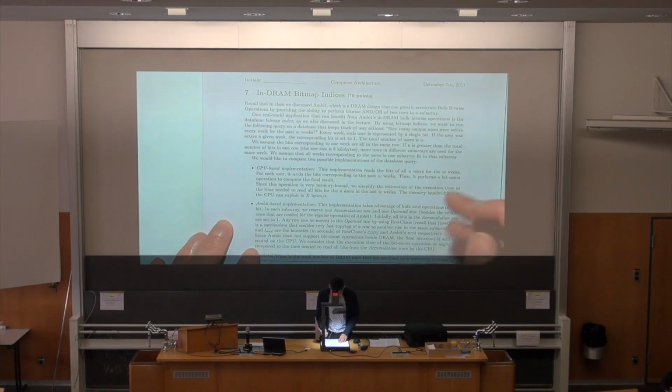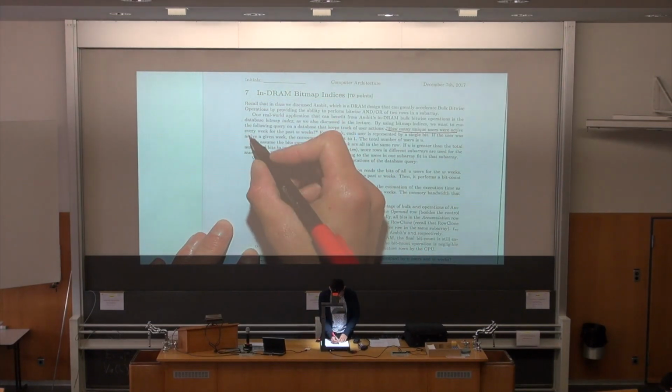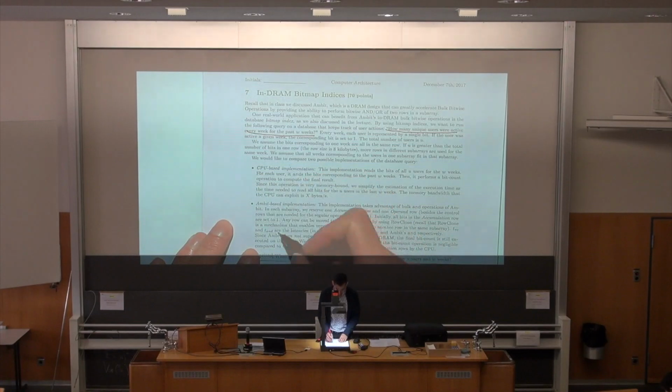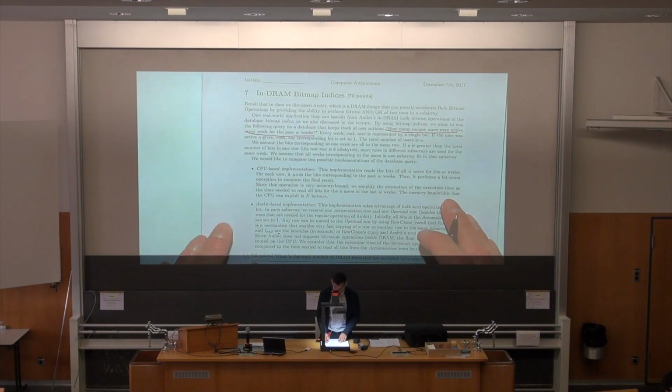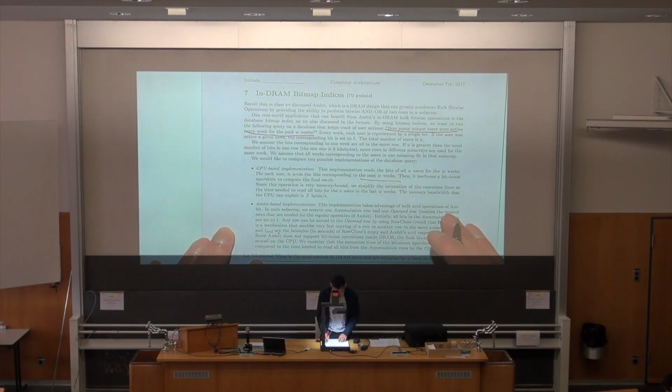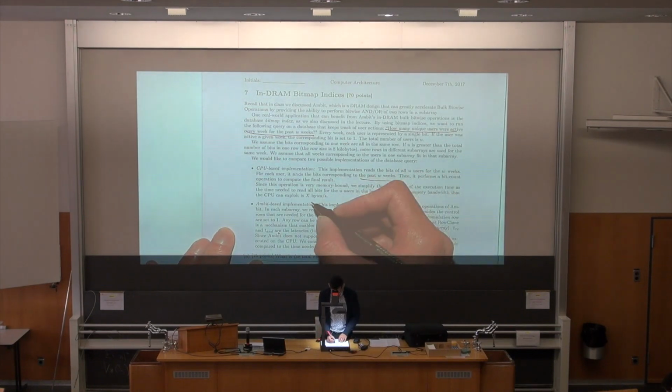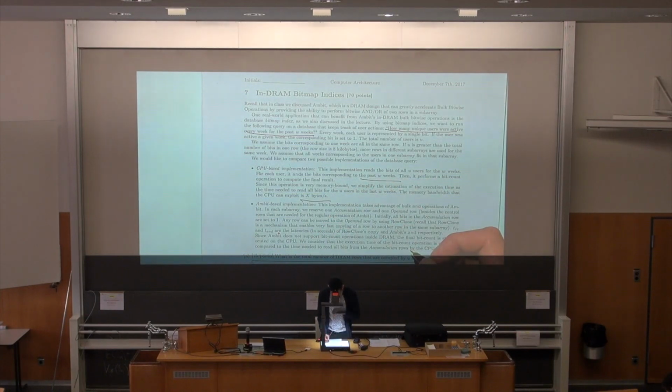The user wants to find out, as a query, how many unique users were active every week for the past W weeks. There are two implementations to solve this problem. The first is a CPU-based implementation. It reads the whole database, does AND operations between the weeks, and then counts the number of results that were 1. To simplify, assume the bottleneck of the CPU is the memory, and the execution time can be defined by that. The memory can provide X bytes per second.